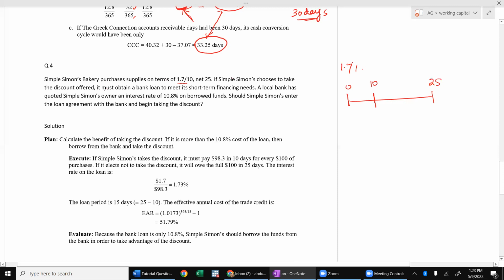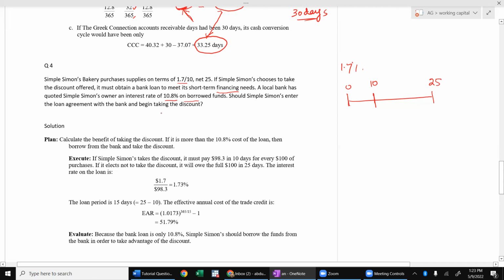If Simon's chooses to take the discount offer, it must obtain a bank loan to meet its short-term financing needs. A local bank has quoted Simon's an interest rate of 10.8% on borrowed funds. Should the company enter the loan agreement with the bank and begin taking the discount?